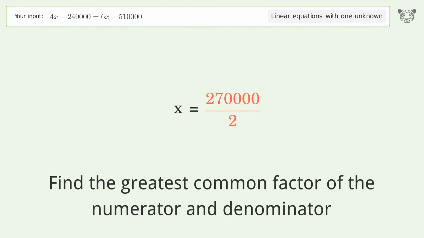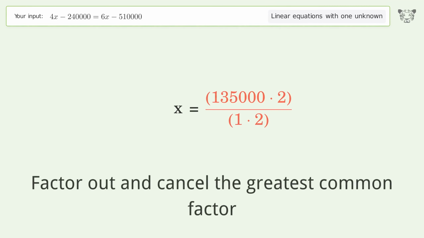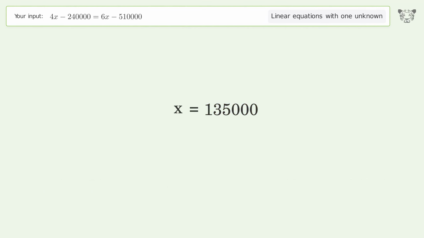Find the greatest common factor of the numerator and denominator. Factor out and cancel the greatest common factor. And so the final result is x equals 135,000.